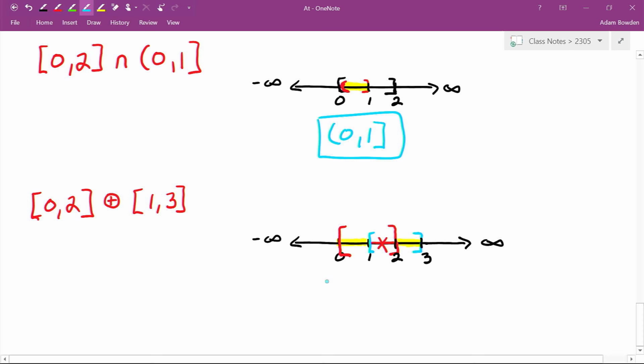So when we exclude the part from 1 to 2, that's going to give us an interval bracket 0, 1 with a parenthesis, since 1 has been removed, union with the other interval, which is going to be parenthesis 2, 3 bracket.